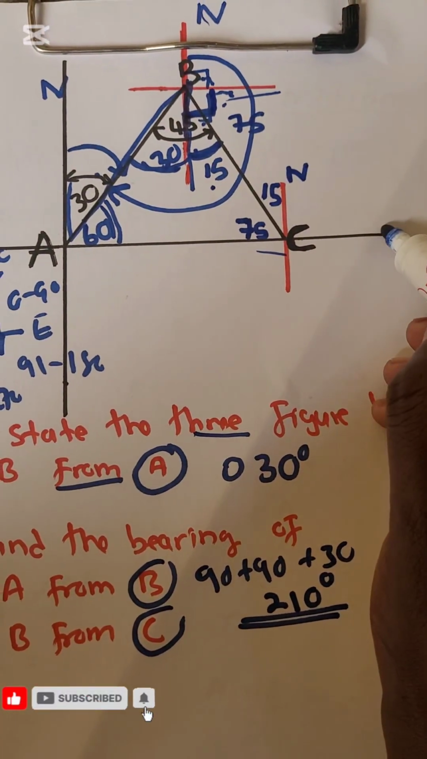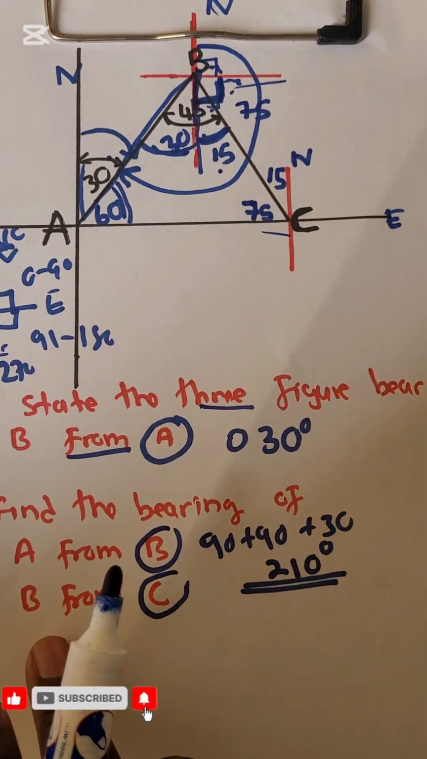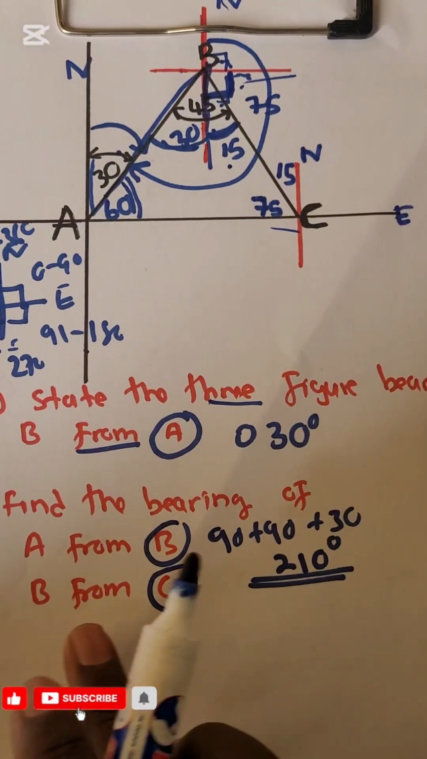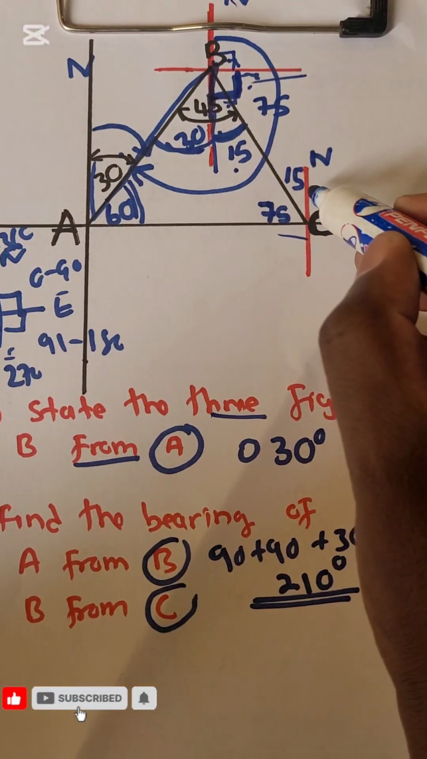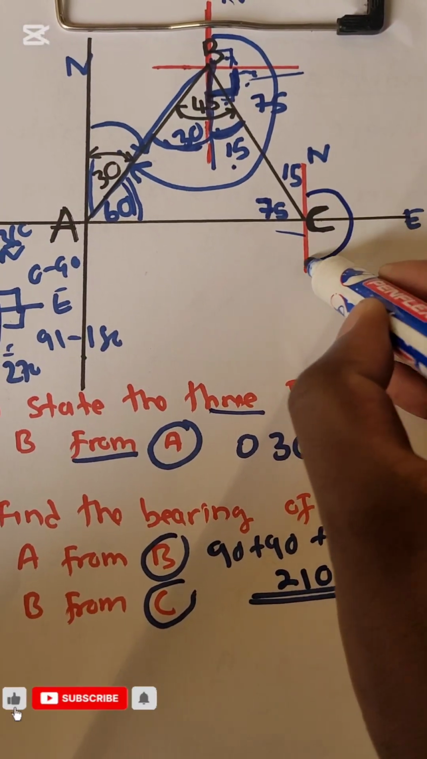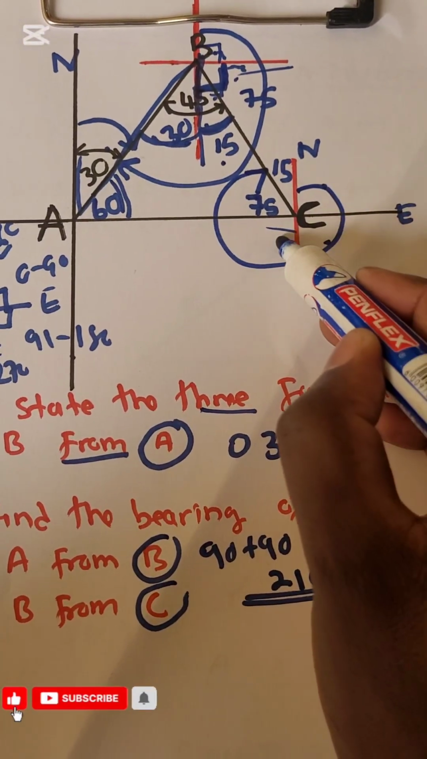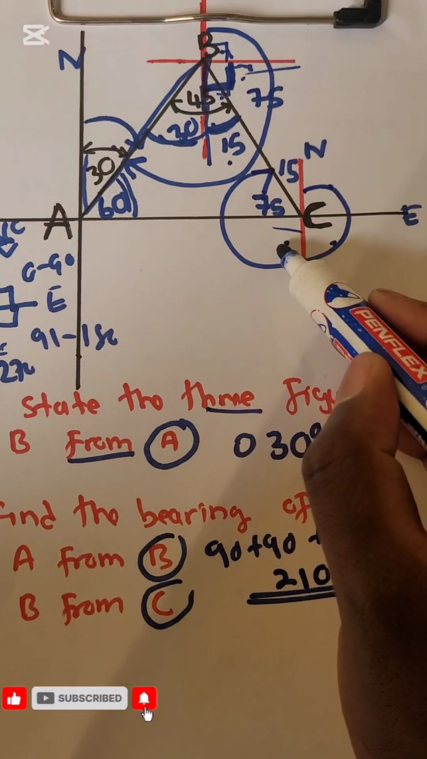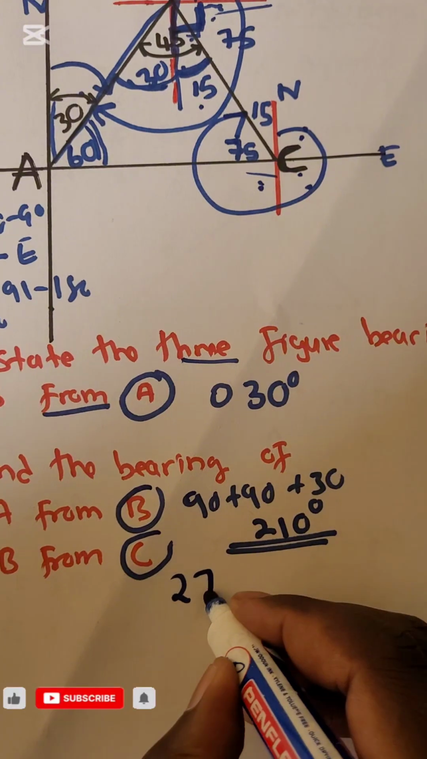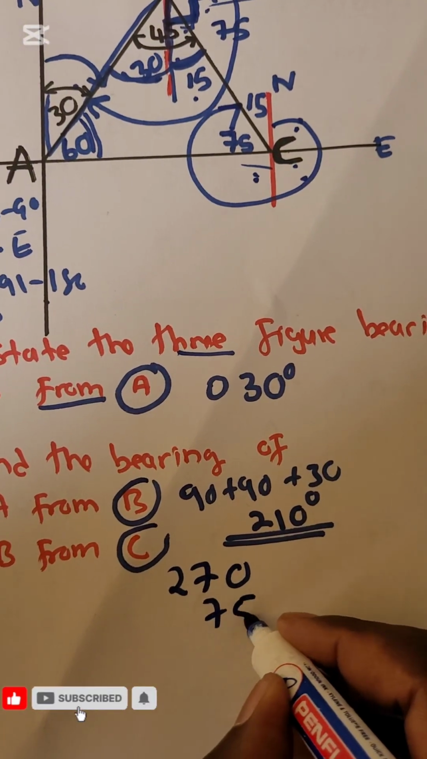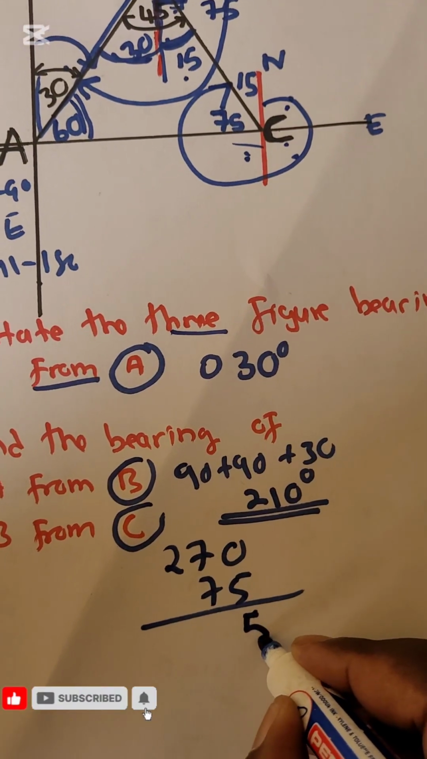So that's our compass: north, east, west, south, and so on. So we want to find the bearing of B from C. So C is right here. We count from north going clockwise to this point here. So it's 90 plus 90 plus 90 plus 75. 90 plus 90 plus 90, that's 270. We're going to say 270 plus 75.